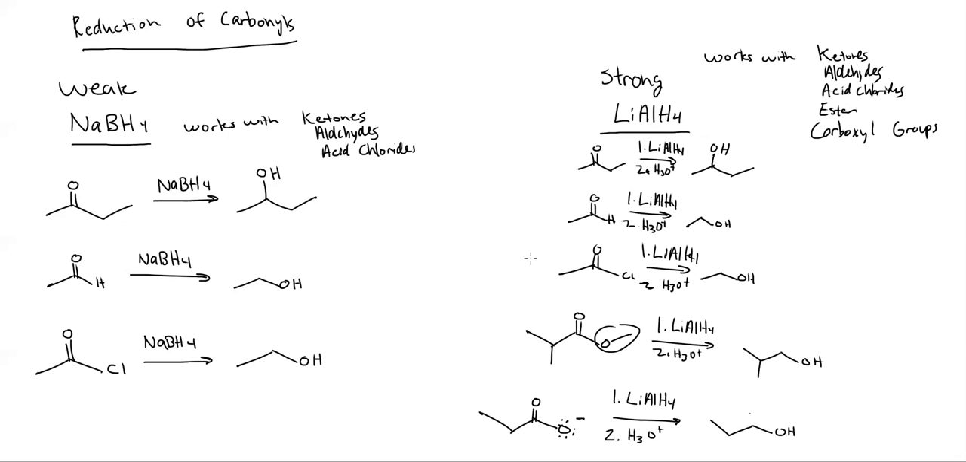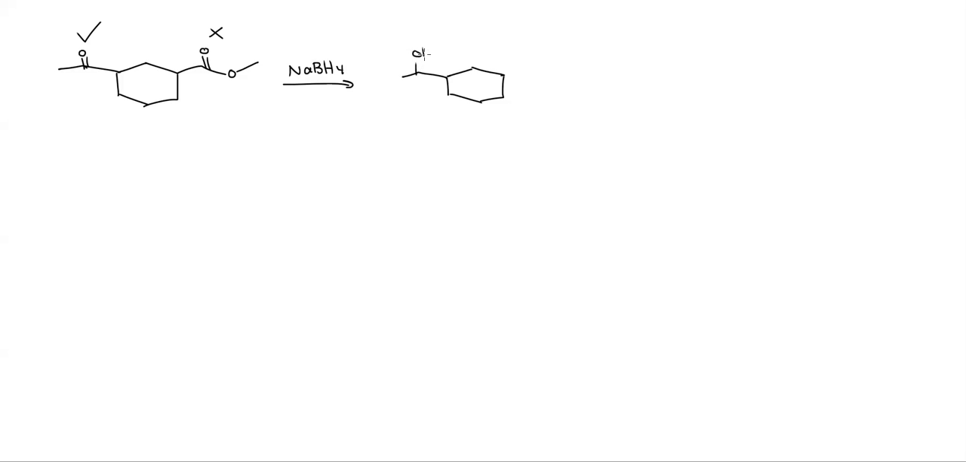Okay, so now let's look at some comparisons between these two because I think that's important to make these distinctions. So let's look at a molecule like this. So this molecule has a ketone over here, and it has an ester over here. So now if I put this through NaBH4, NaBH4 is weak, right? So NaBH4 cannot reduce this ester, but it can reduce this ketone. So what that's going to give me is a secondary alcohol on the left, and then the ester just doesn't do anything, right? The ester just stays the same.